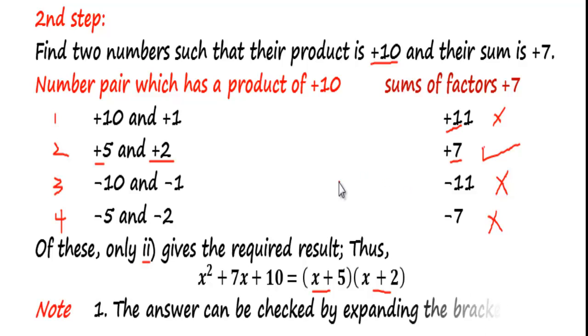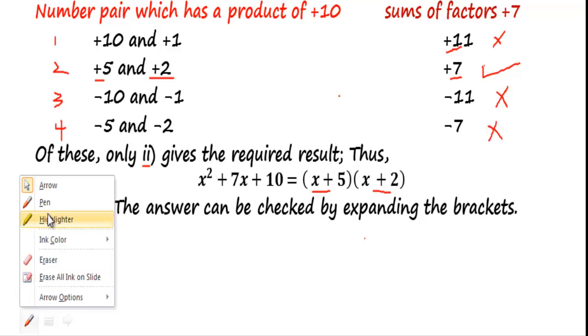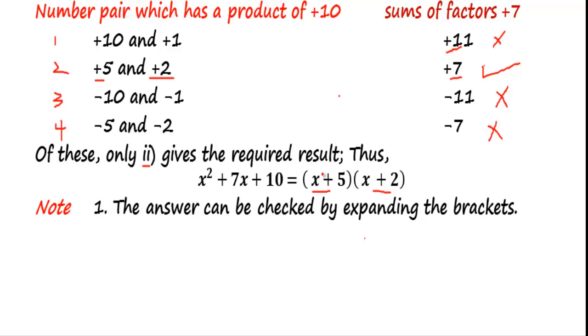Note this. Number 1, the answer can be checked by expanding the bracket. So if you want to know that you are correct, then you can expand this bracket again, so that if you get the same answer like this, that means you are correct. If you get the wrong answer, that means the factor you pick is not correct. Are you following me? So let's move on.